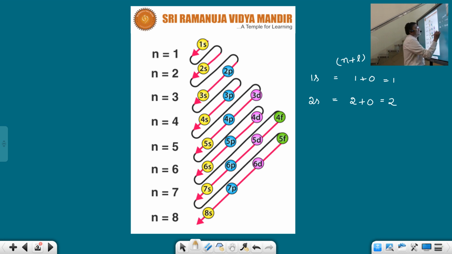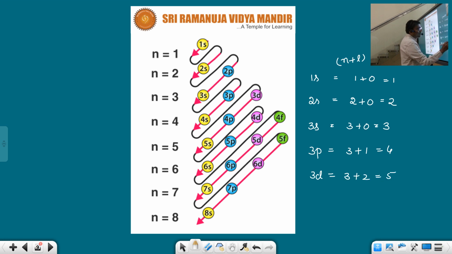Next, 3s orbital. What is the n plus L value? 3 plus 0. It comes out to be 3. Next, 3p orbital. 3 plus, for p how much is coming? 1 is coming. So it is 4. Next, 3d orbital. So 3 plus, d orbital L value is 2. So it comes out to be 5.